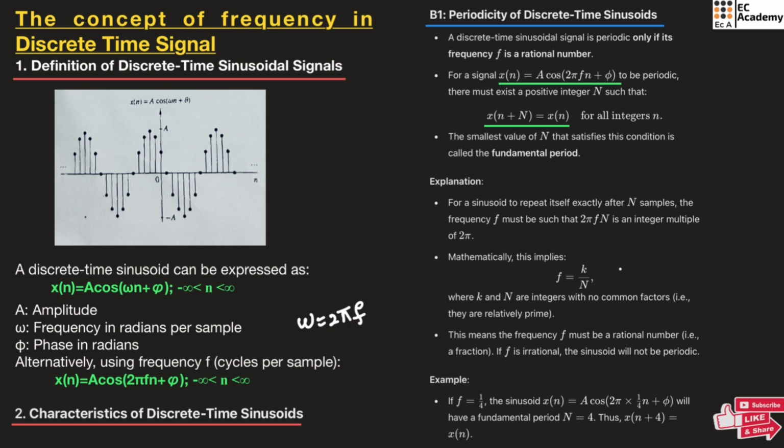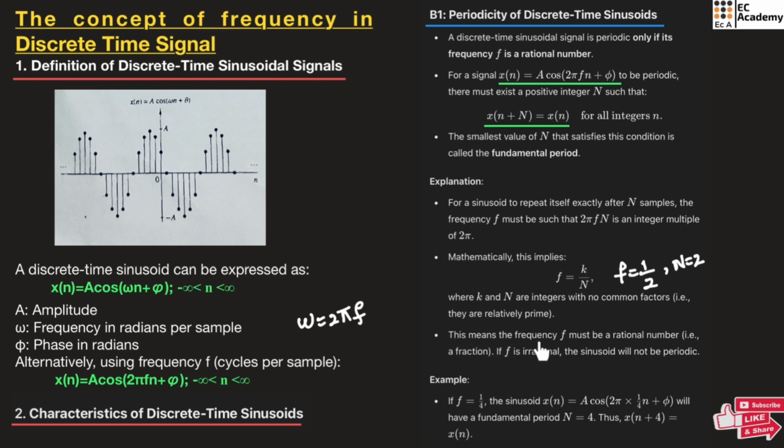which means if we are having f is equal to 1 by 2, this signal will be having 2 samples. So after every 2 samples, this waveform will repeat itself. Here k and N are the integers in this above formula with no common factors. That is, these values should be relatively prime numbers.